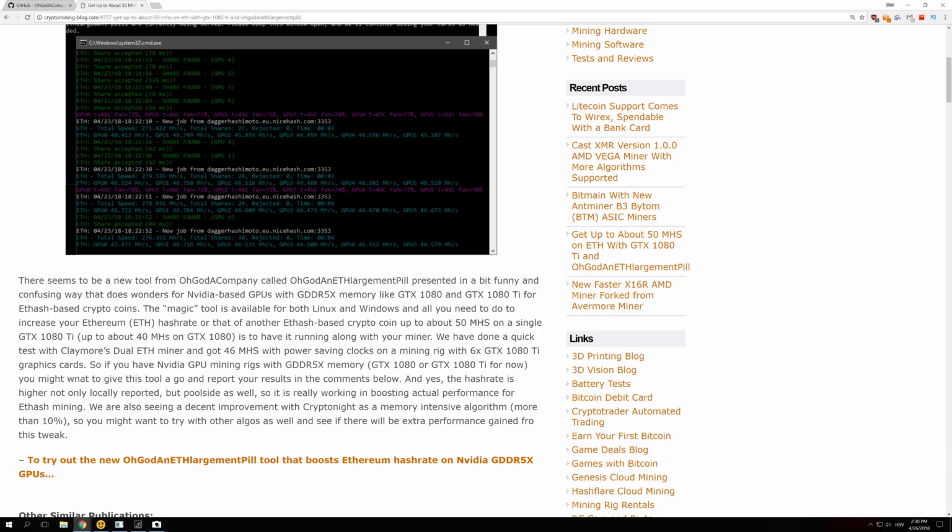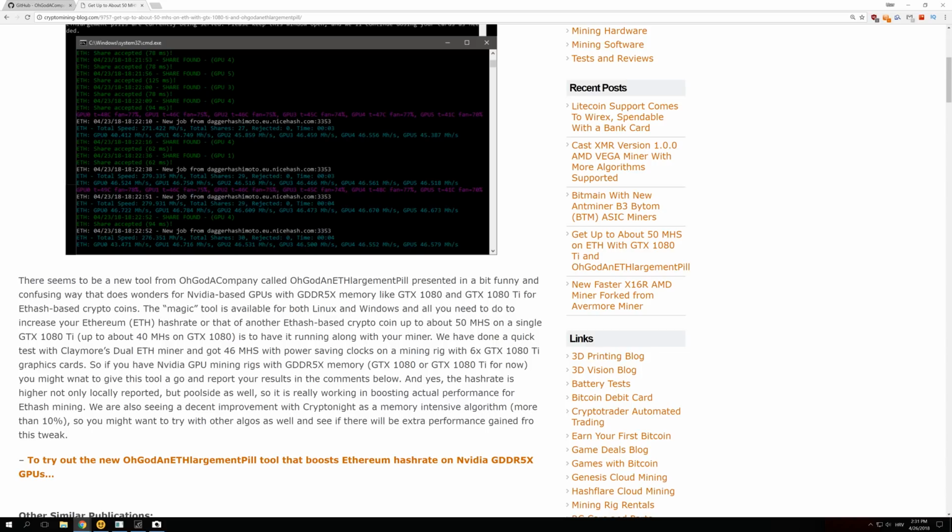I hope that this helps at least some of you, and hopefully you can write comments down in the description if it actually worked and what your megahashes per second is now versus before. And I'm not sure why more people are not reporting about this, because it is so easy to almost double your Ethereum mining rate with just one easy click.